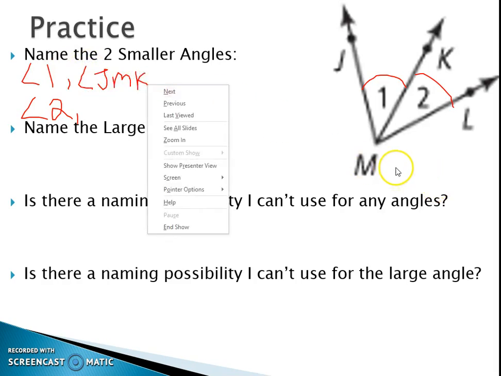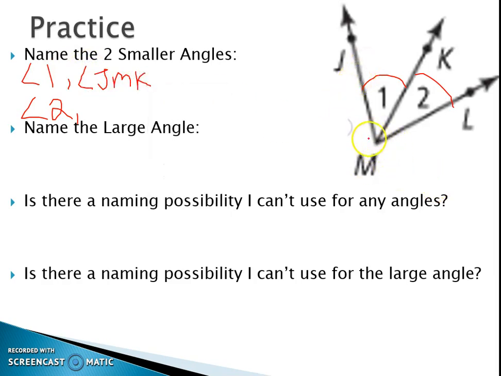Make sure M is in the middle. Or you can write it as angle KMJ. M is in the middle. And then angle 2, you can write angle KML, making sure M is in the middle, or angle LMK. So that's how you name these two interior small angles.